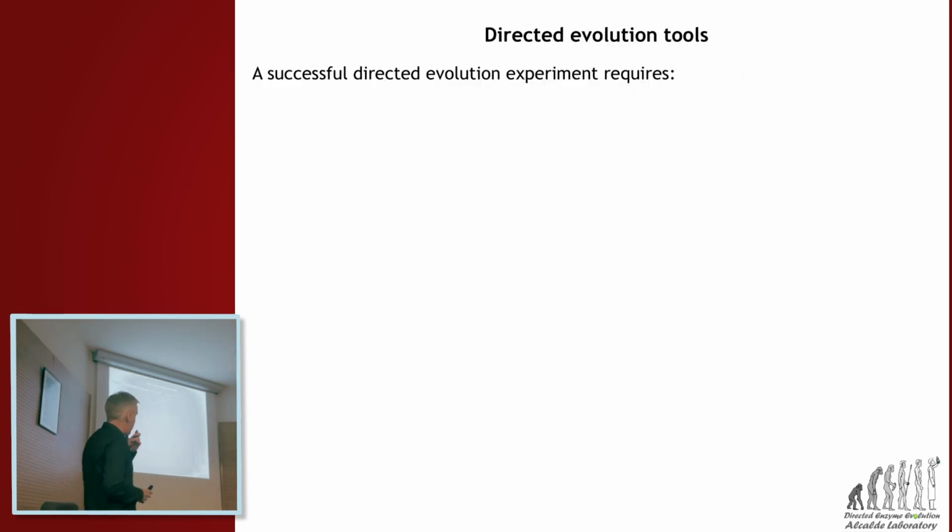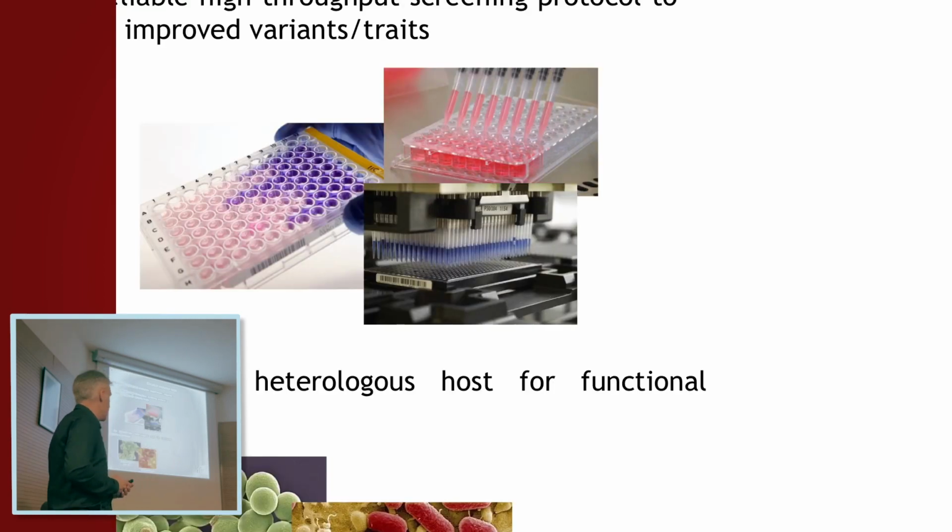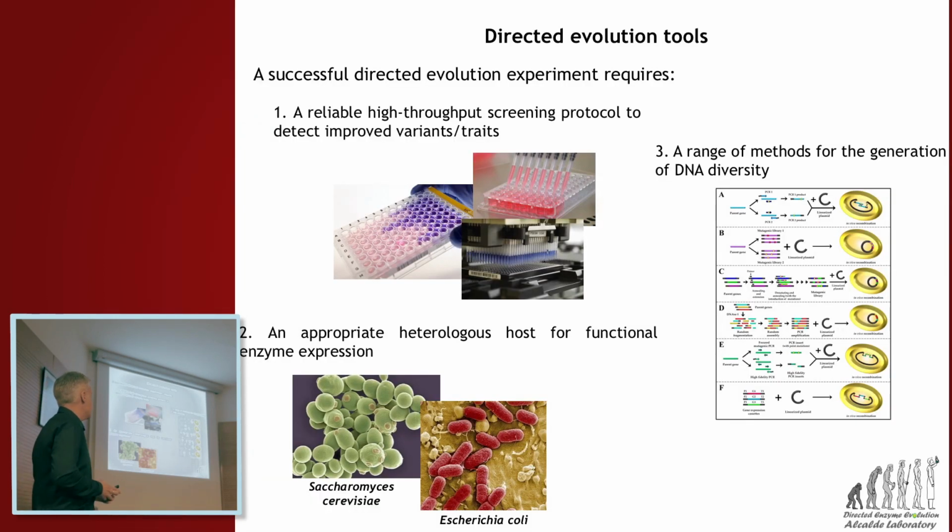And now I'm going to explain to you a little bit about the tools that we need to make a directed evolution experiment. First, we need a reliable high-throughput screening protocol to detect the improved variants or traits. Second, we need the functional expression of the mutant library. We need to have in hand heterologous hosts for functional enzyme expression. And last but not least, we also need a range of methods for the generation of DNA diversity.